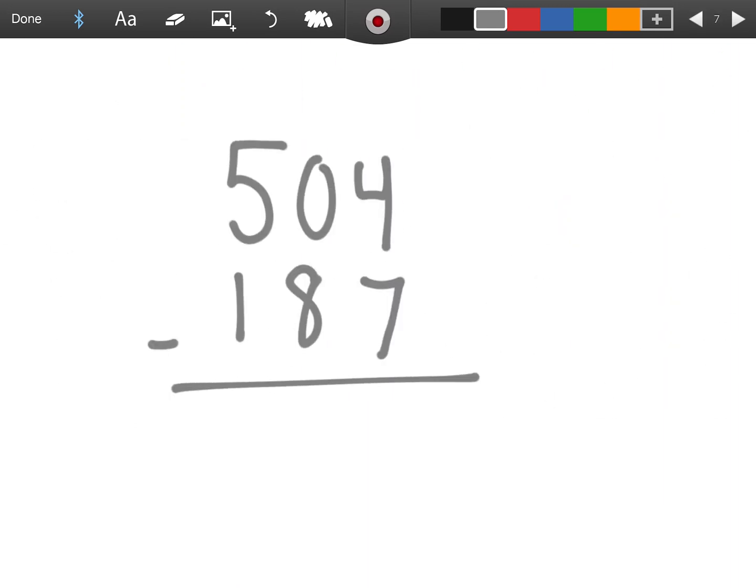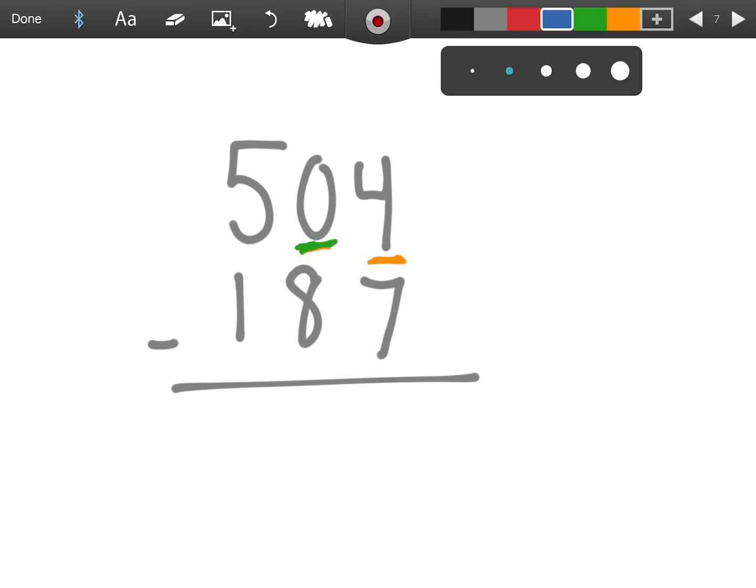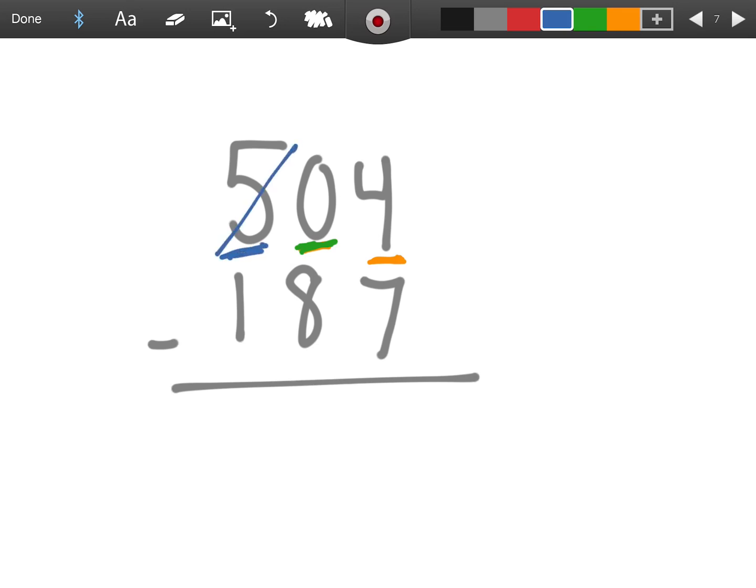So let's try another example. This will be our last example before we try a word problem together. So we have 504 minus 187. My friends, what I look at first is that ones place and see if I can subtract. I can't subtract, so I call up the tens place. The tens place doesn't have any, so he calls up the 100 and starts to regroup.